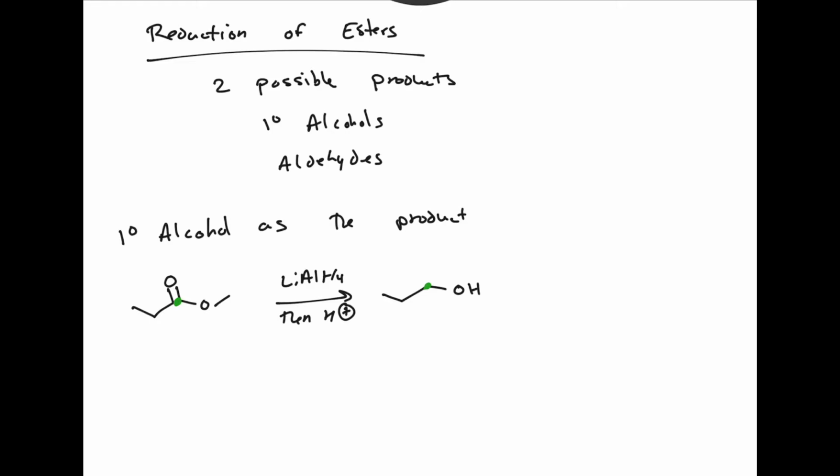So one way that you can get from an ester to a primary alcohol is to use lithium aluminum hydride. Just like we saw with acid chloride reductions, you need 2 hydrogens to get from the ester to the alcohol. And lithium aluminum hydride has 4 hydrides on it, so you just add that and you'll get from your ester to your alcohol.